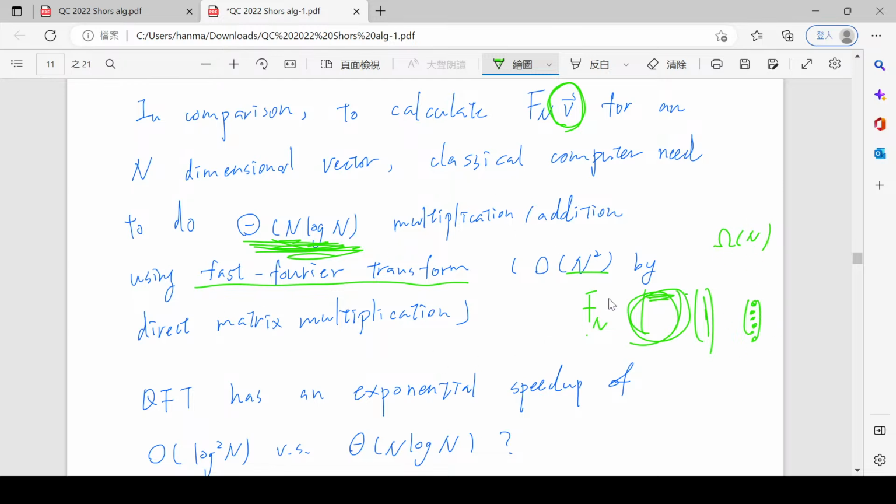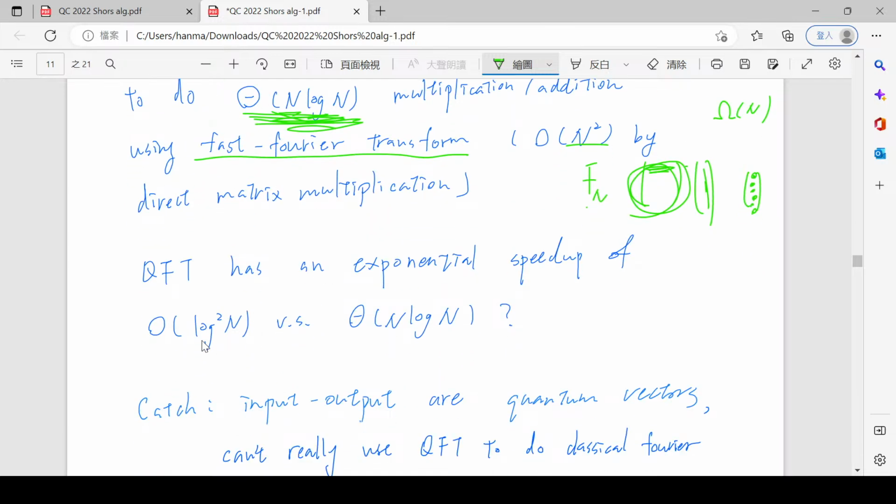Okay, so the classical Fourier transform is much slower. You do the quantum Fourier transform, once again, you only need order log squared N, but for the classical Fourier transform you need omega N log N. Okay. So now you think, does this mean the quantum Fourier transform gives you an exponential speedup versus the classical Fourier transform?